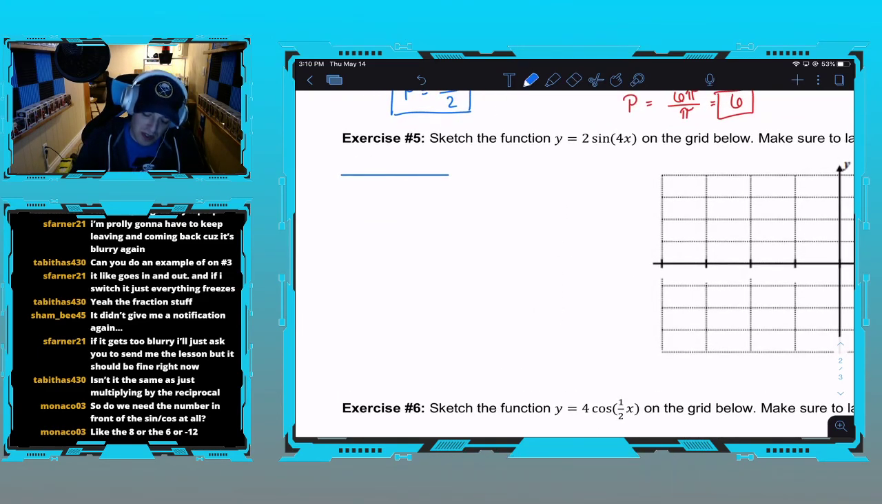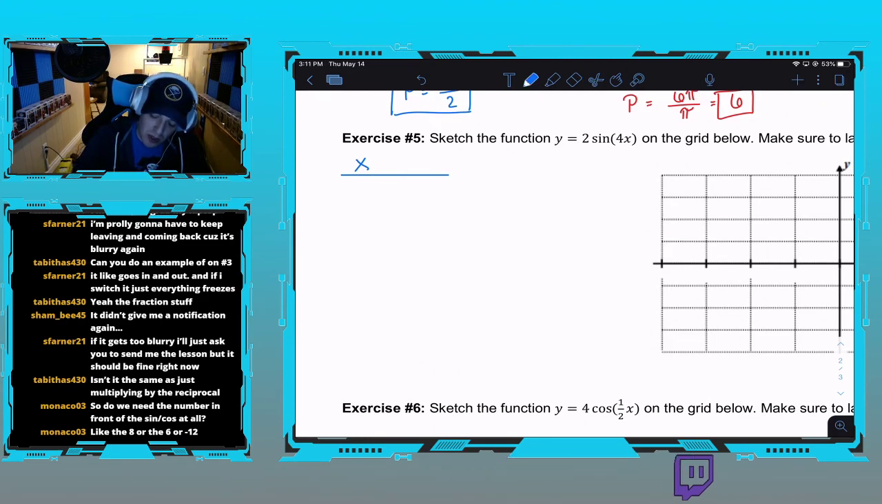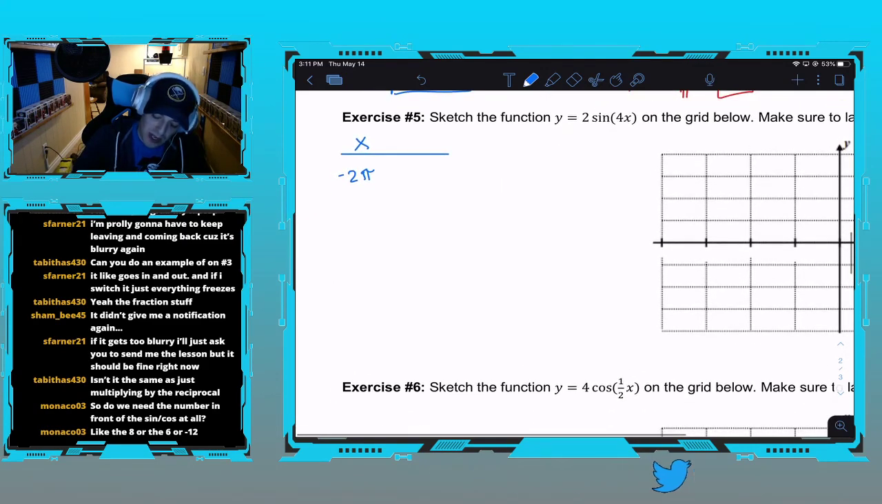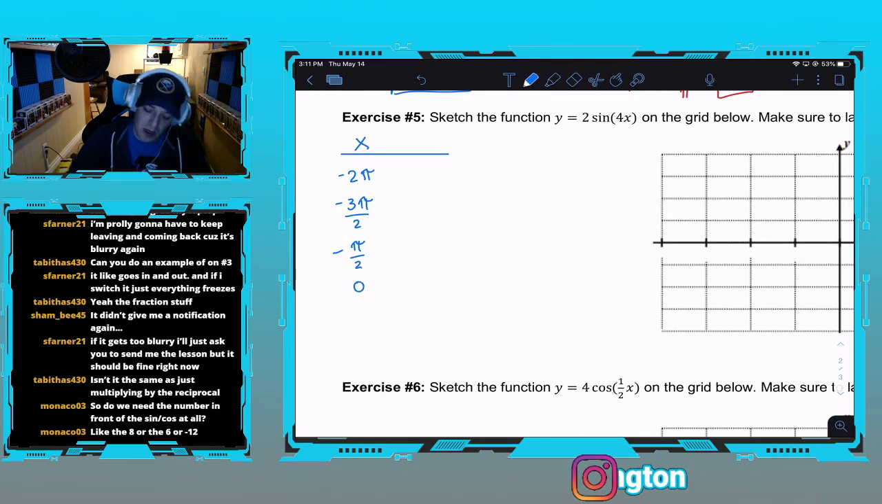So originally, we start off with theta. Or in this case, I should call it x, because I wrote it as x in this problem. It is 2 sine 4x. So we're going to start off with x. Now, normally on the table, this is how the x's go. We started with negative 2 pi. We then went to negative 3 pi over 2. We then went to negative pi over 2. And then we went to 0.